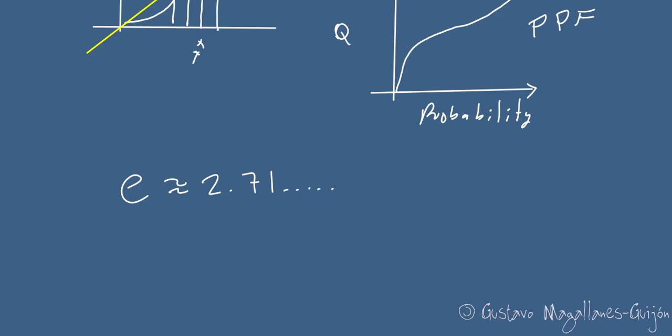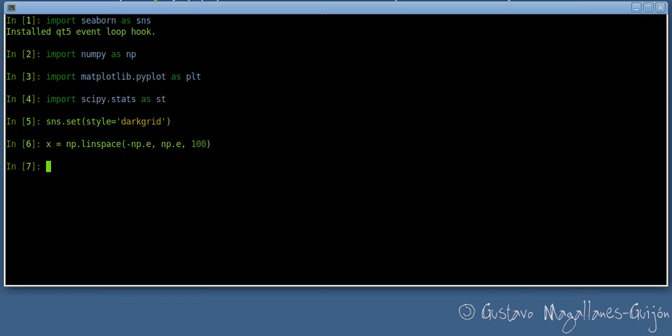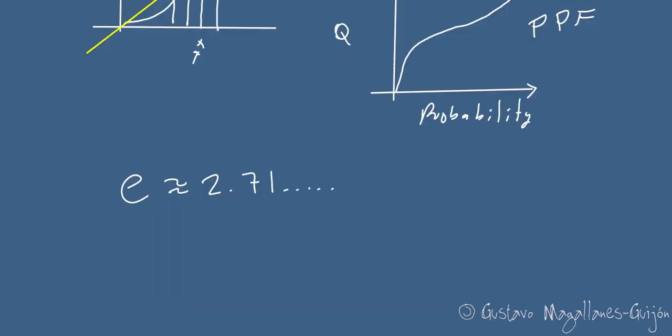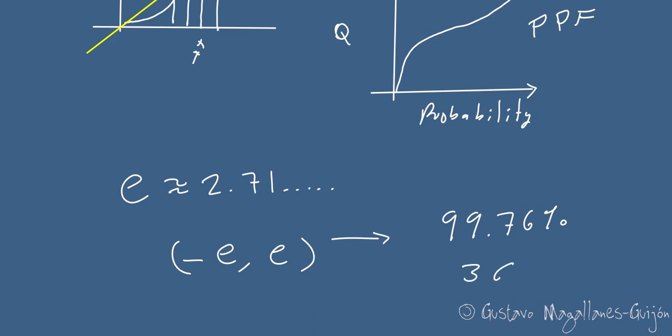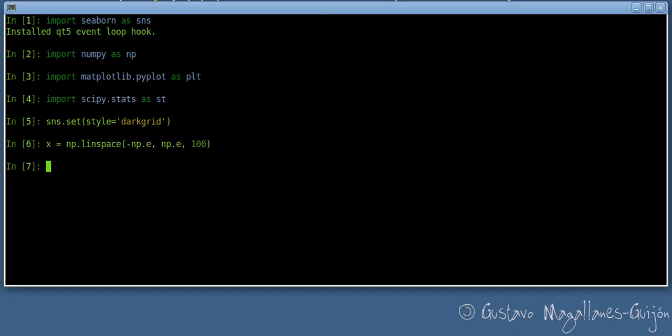With this domain, we have more or less in linspace, minus e comma e in domain, and it is more or less 99.76% of the data. It's more or less 3 sigma. Okay, this is our domain.